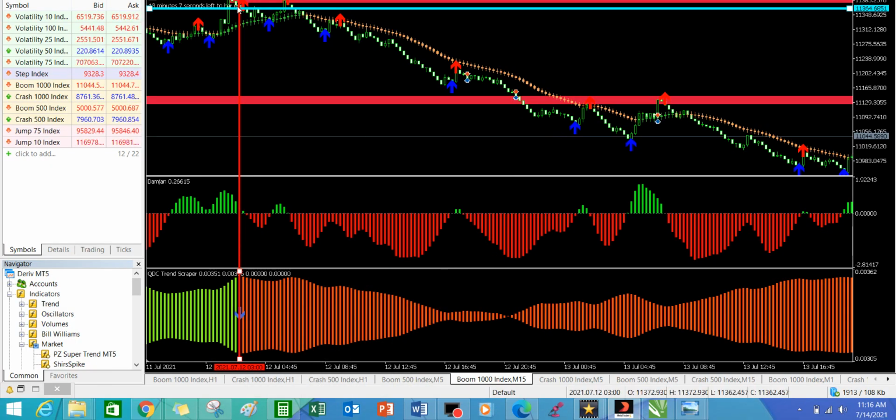So just doing another one again. Okay, we wait for another sell signal. We got another sell signal. Doing another one again will give you about $50 straight away.